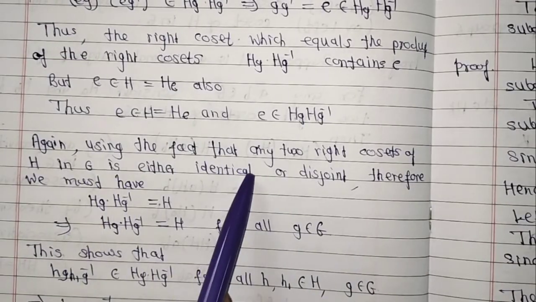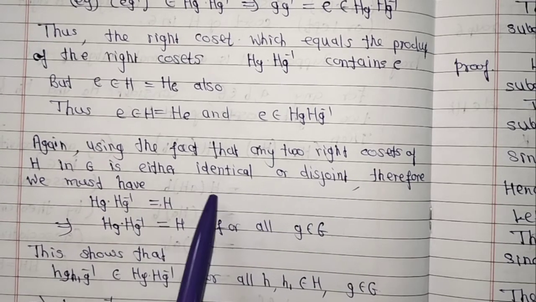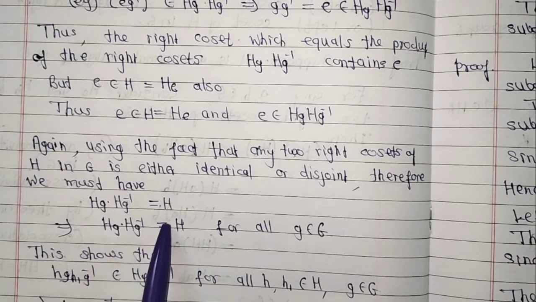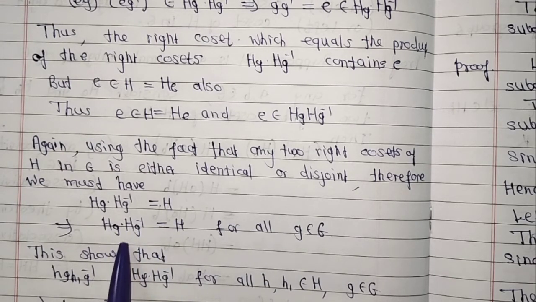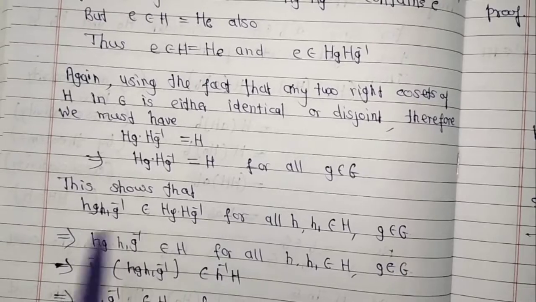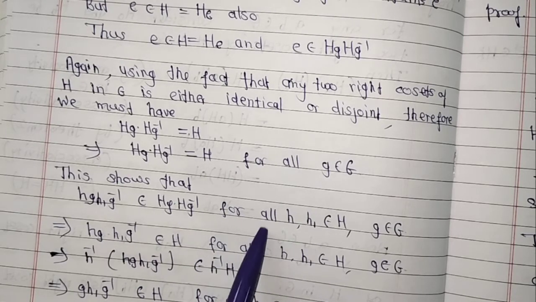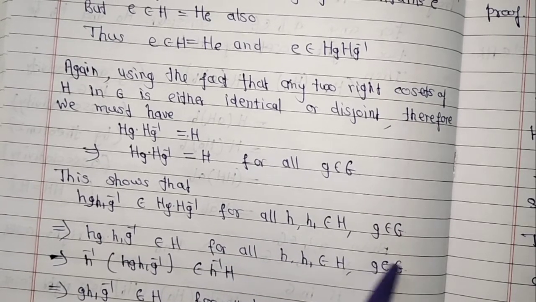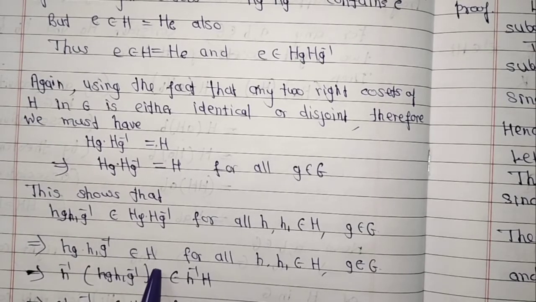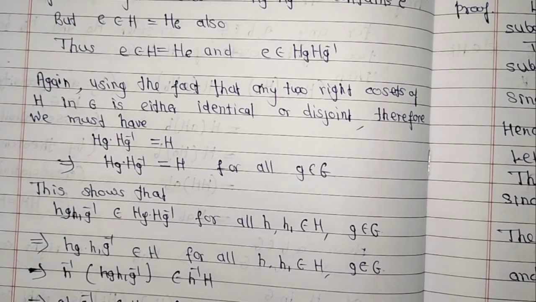Again, using the fact that any two right cosets of H in G are either identical or disjoint, therefore Hg into Hg inverse equals H, and this implies Hg into Hg inverse equals H for all g belonging to G. This shows that (hg)(h1g inverse) belongs to Hg into Hg inverse for all h, h1 belonging to H and g belonging to G, and this implies it belongs to H for all h, h1 belonging to H and g belonging to G.